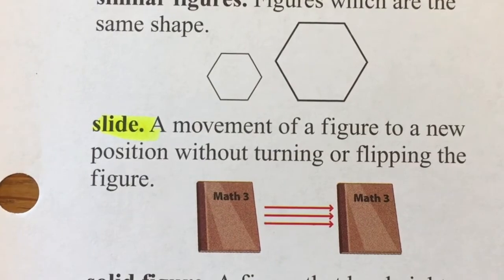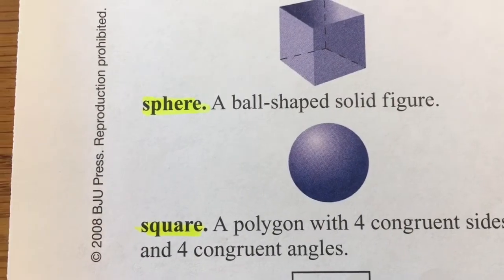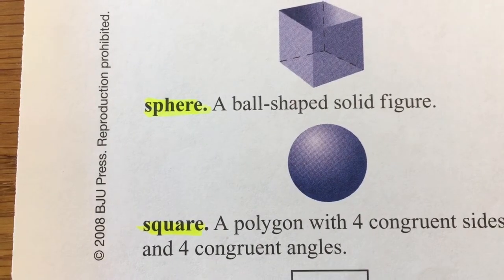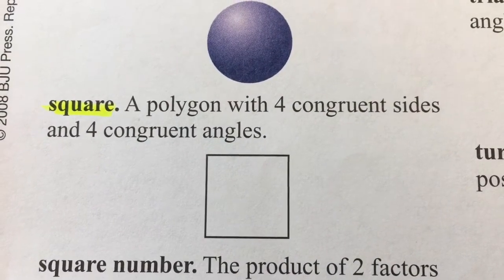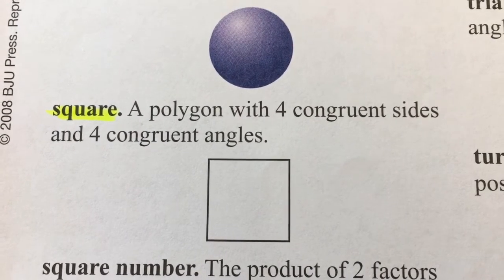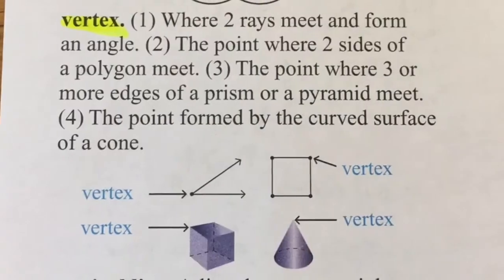Slide, S-L-I-D-E. Sphere, S-P-H-E-R-E, a ball-shaped solid figure. Square, S-Q-U-A-R-E, a polygon with 4 congruent sides and 4 congruent angles.